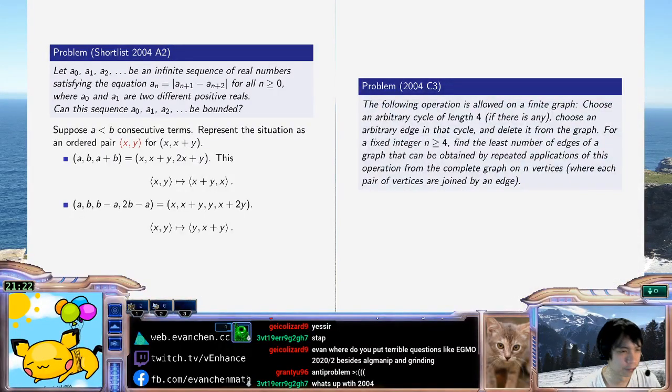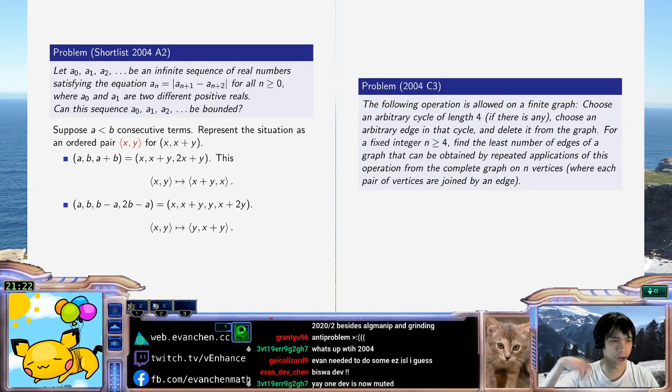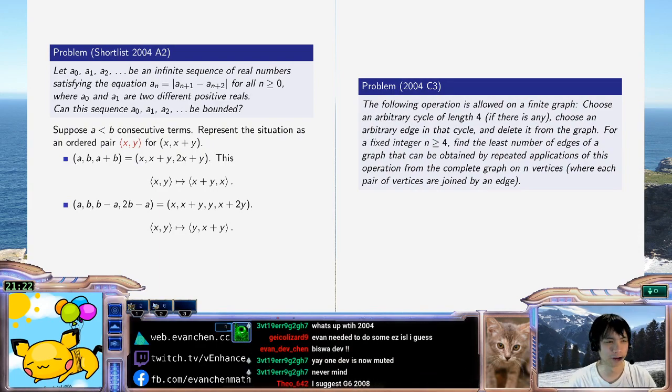What's up with 2004? I don't know. What happens now is I scroll through the shortlist for problems I haven't done before, and then I just found 4 of them in 2004. I'm like, oh, I guess that works.